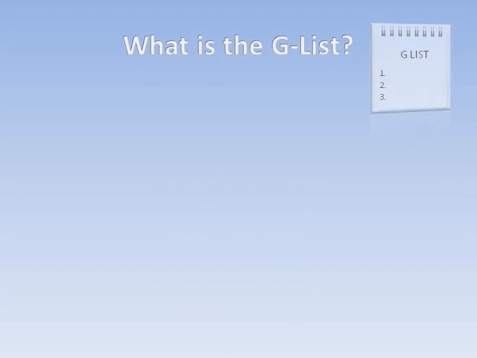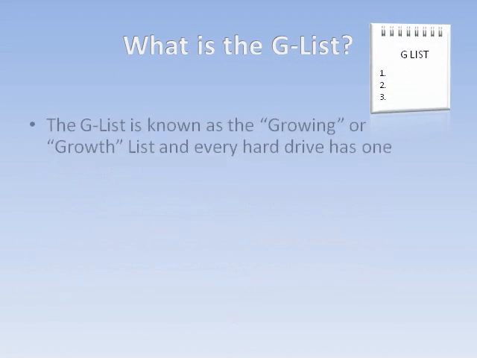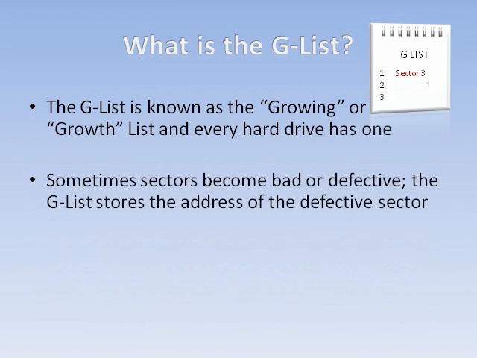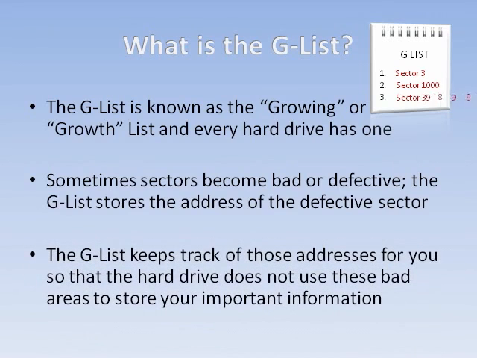Just what is the GList? It's a component of the hard drive's error tracking mechanism. The GList is used to keep track of sectors which have been identified as bad or defective. During the useful life cycle of a hard drive, some sectors will encounter errors. These will be identified by the hard drive's error tracking system. The addresses of bad sectors are written to the GList.